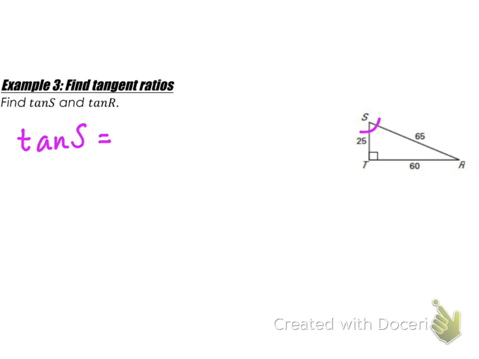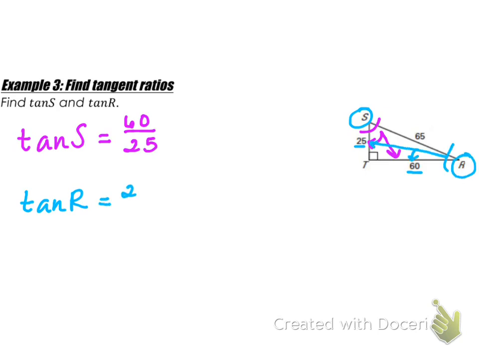And lastly is tangent. So tangent of angle S, I look at that angle. Tangent, remember, is opposite over adjacent, so I use the opposite side 60 over adjacent side 25. And then I have tangent of angle R, so I look at angle R. I have the opposite side, which is 25, over the adjacent, which is 60. And that is how we set up our trig functions.